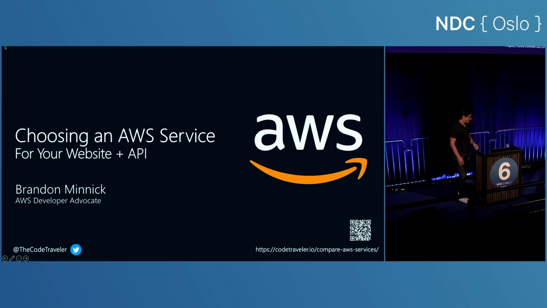All right, we're back. Okay, so like I was saying, don't worry about memorizing anything. You don't have to worry about taking notes. I mean, you're more than welcome to do it if you want to. But I've compiled all the resources from today's talk here at this URL. So you can scan this QR code. It'll take you to my website, codetraveler.io/compare AWS services. And that's where you can find all the resources we're discussing today.